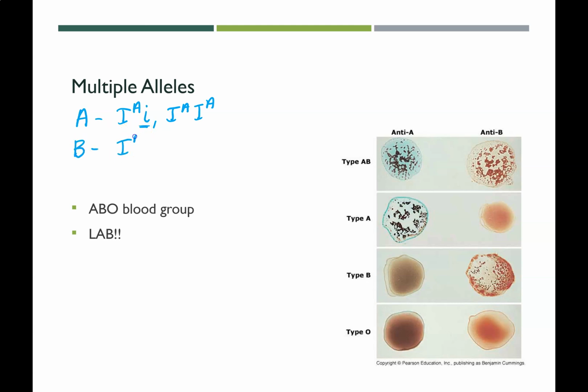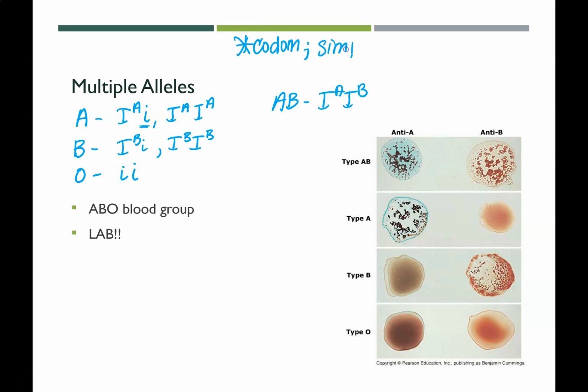B is going to be similar. So A or B is dominant over O. O blood type is going to be the recessive. The fourth one, the AB blood type, is going to be codominant. So we have both codominance and simple dominance in our blood types, okay? So you have to understand that your A and B can be heterozygous, your O is homozygous, and your AB is heterozygous.